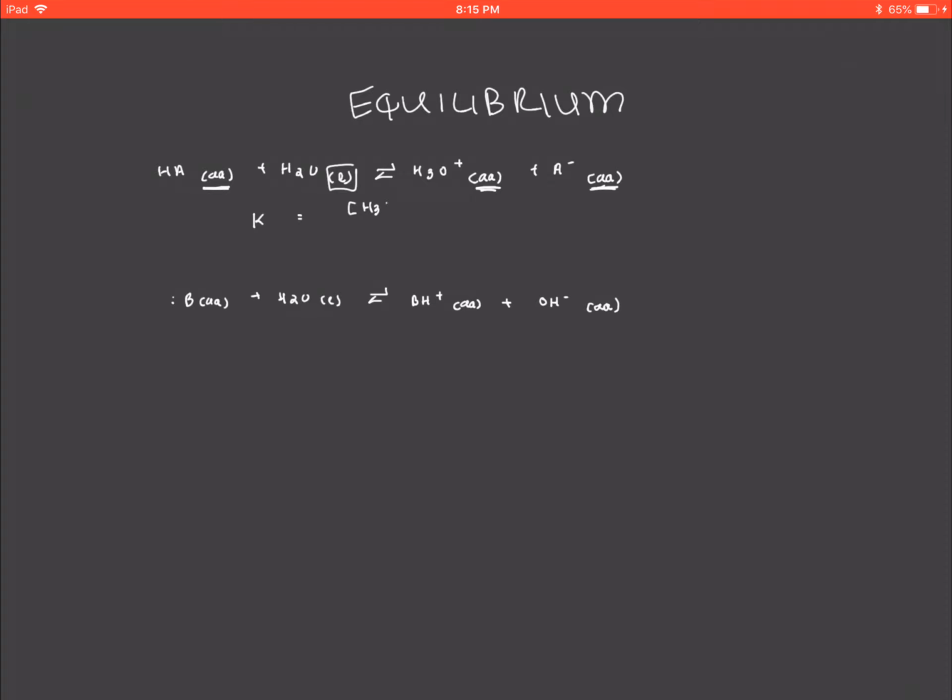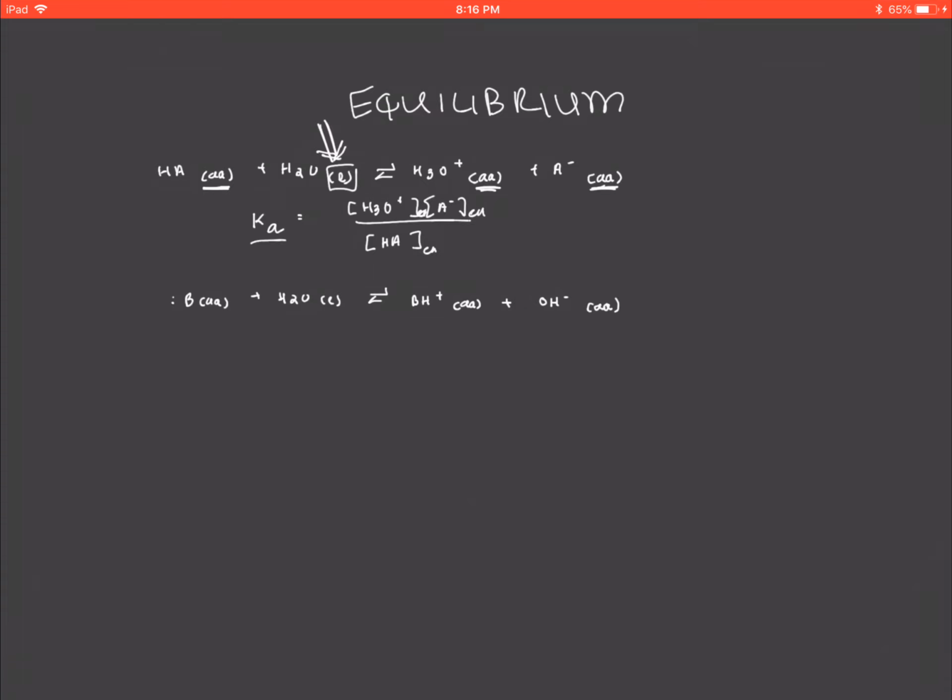You have the concentration of products, which is the concentration of H3O plus times the concentration of A minus, which is your generic conjugate base, divided by that, these are all at equilibrium, by the way, divided by that of your HA, which is your generic acid reactant. And keep in mind, as I said earlier, we are not including water ever because it is in the liquid state, and K expressions only take into account aqueous and gaseous states.